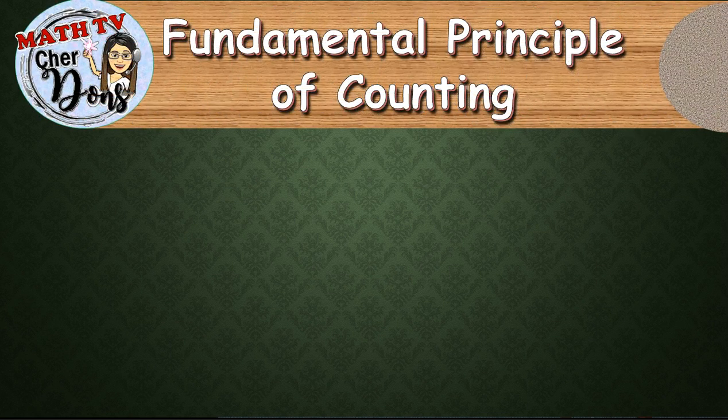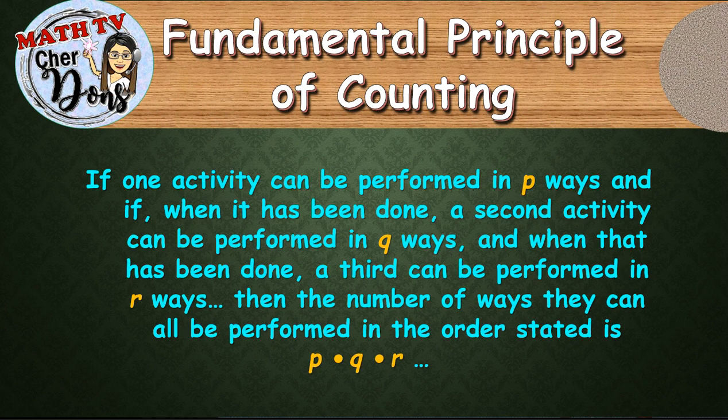Let us first define the fundamental principle of counting. It says here, if one activity can be performed in P ways, and if, when it has been done, a second activity can be performed in Q ways, and when that has been done, a third can be performed in R ways, and so on, then the number of ways they can all be performed in the order stated is P times Q times R, and so on.